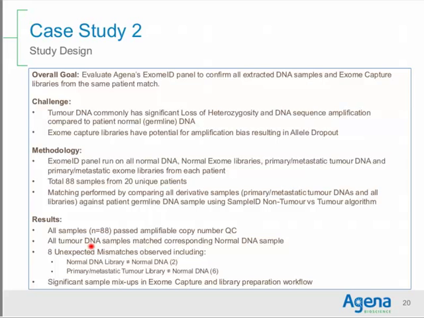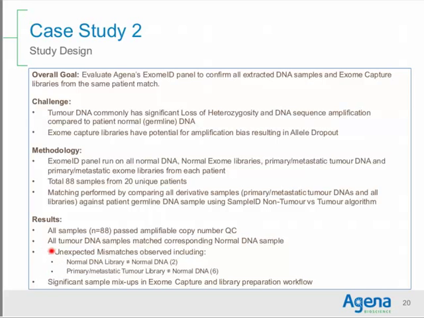Well, let's go right to the results, because I've explained the study. We had 88 samples from 20 unique patients. All tumour DNA samples matched the corresponding normal DNA sample. So the barcoded or labelled tumours and normal DNA were all matching and from the same individuals.